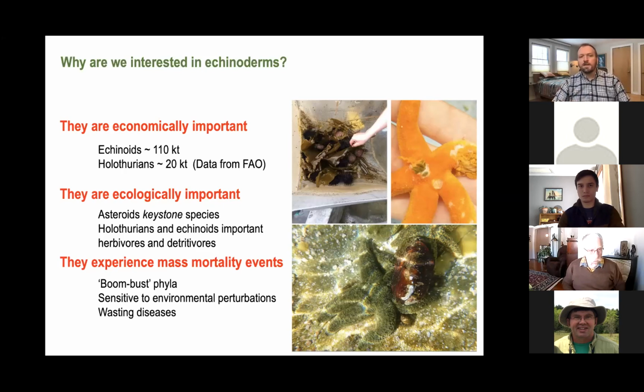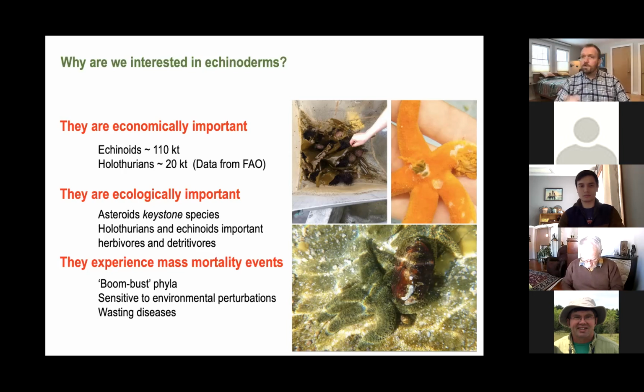They are ecologically important, so they are known as keystone species. They have this disproportionate effect upon the ecosystem structure relative to their abundance. And other types of echinoderms are also extremely important in structuring the systems in which they live. And they do experience these mass mortality events. So if you look at history, you'll see lots and lots of reports of these boom and bust cycles of various different echinoderms, and they're known as a boom bust phyla.